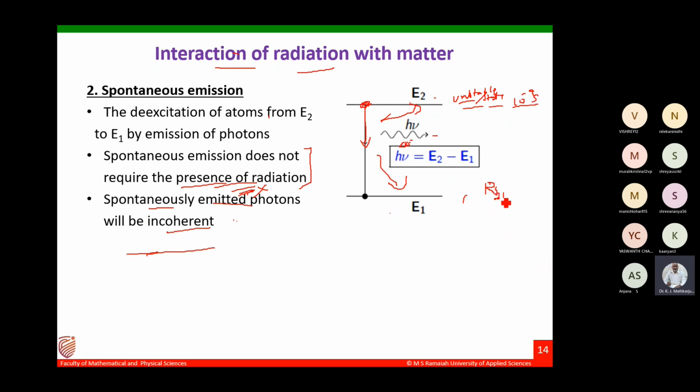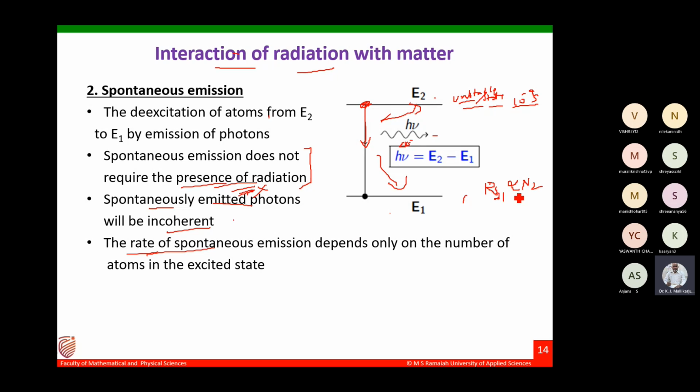Then this is given by R21. Do I have to put a star here or not? No, it is not radiation. It is not interacting with external radiation, so I don't put a star. And what would it depend on? R21 depends on N2, because if more atoms are in the higher energy level, the number of transitions will be more. Otherwise, it is less.